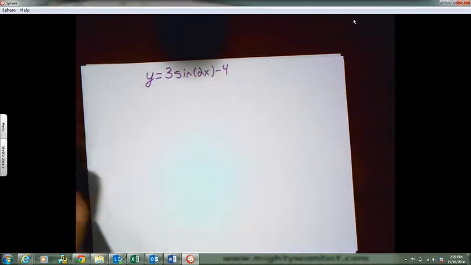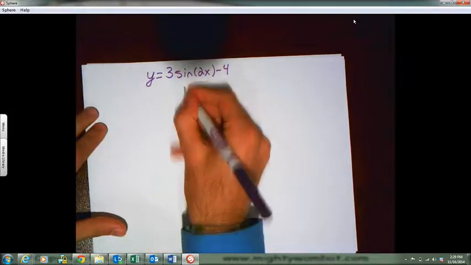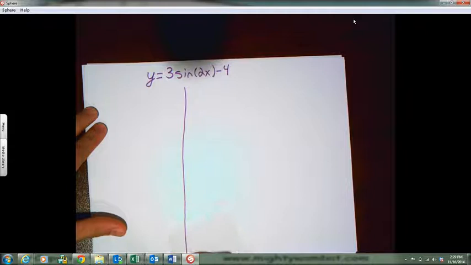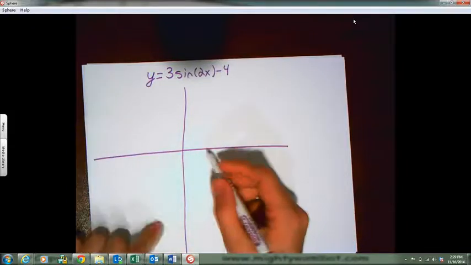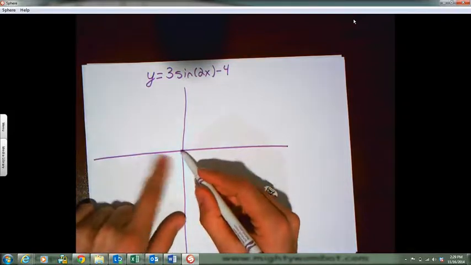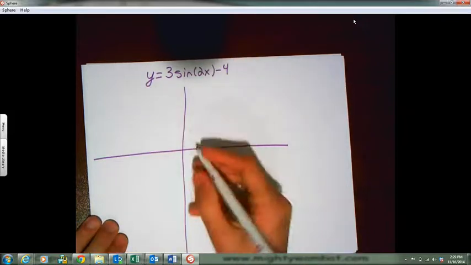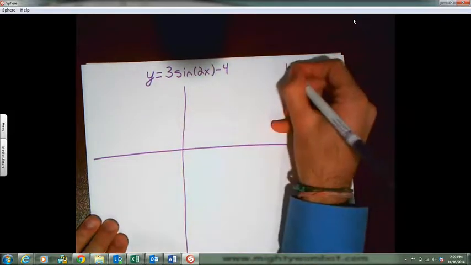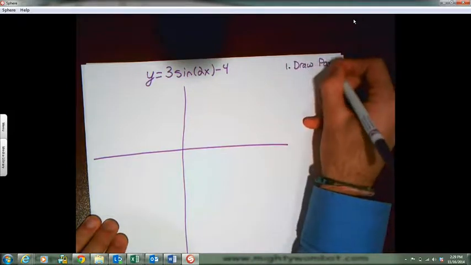So the first thing I'm going to do is let me go ahead and draw some axes here. I'm purposely doing the x-axis a little bit higher because I see this minus 4, so I know things are going to shift down. Then step 1, I'll put the steps over here, is draw the parent function.